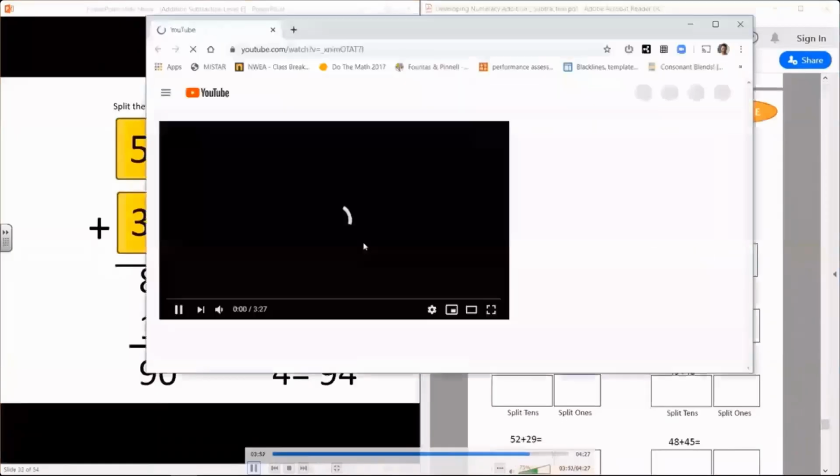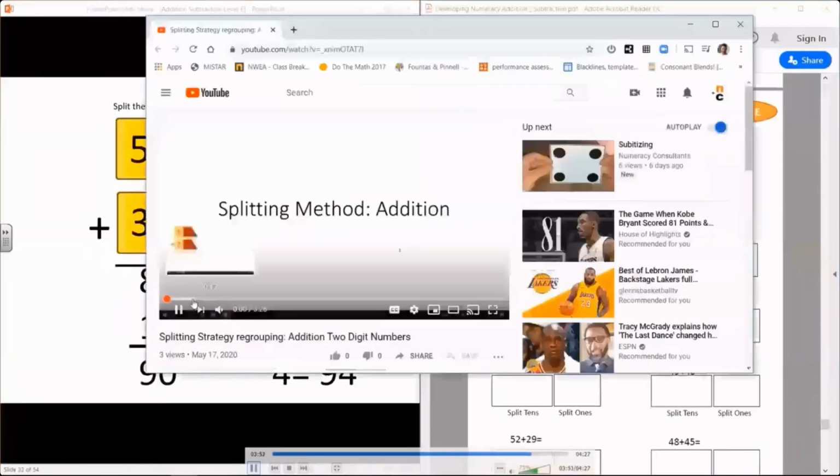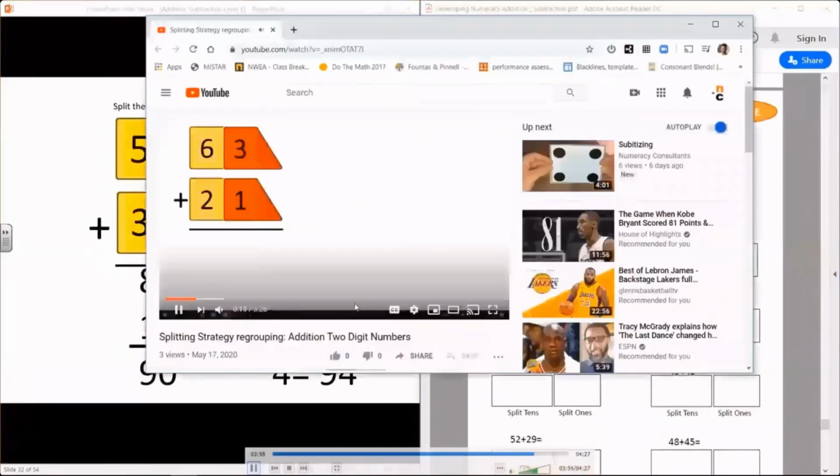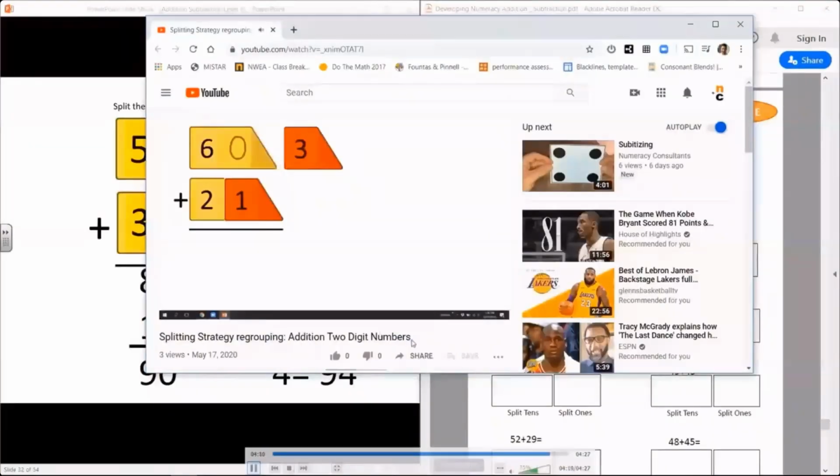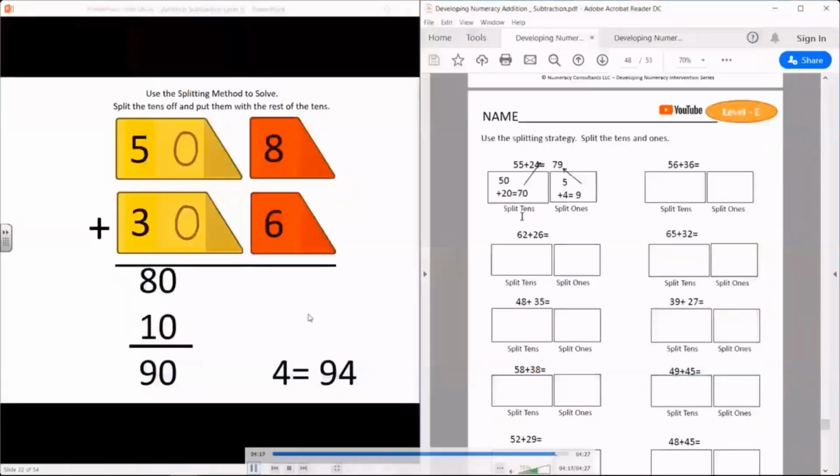So go ahead, click on the YouTube link, and it's going to take you to the splitting for that formal algorithm. The formal algorithm is, take a look at this, 63 plus 21. The goal when you're doing splitting is exactly what the strategy said. You're going to split the ones off from the tens. So we'll split the ones here, and we'll split the ones there. Now I think you get the point. This is just the higher end of the program too. Students who are excelling, students who are doing really well, you can also use this to take them above and beyond.